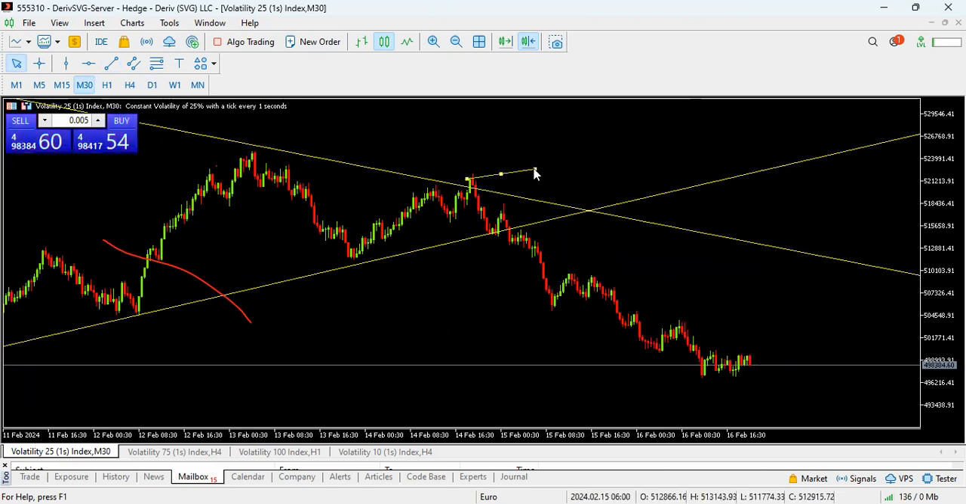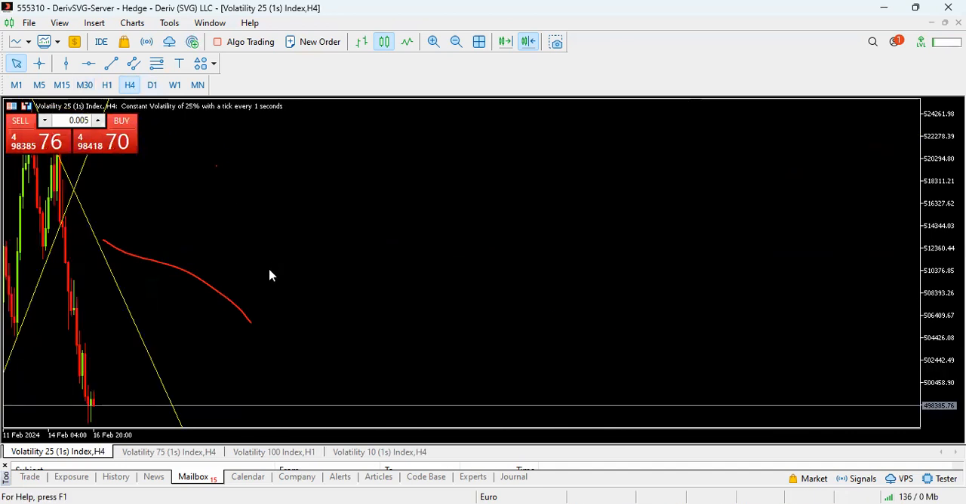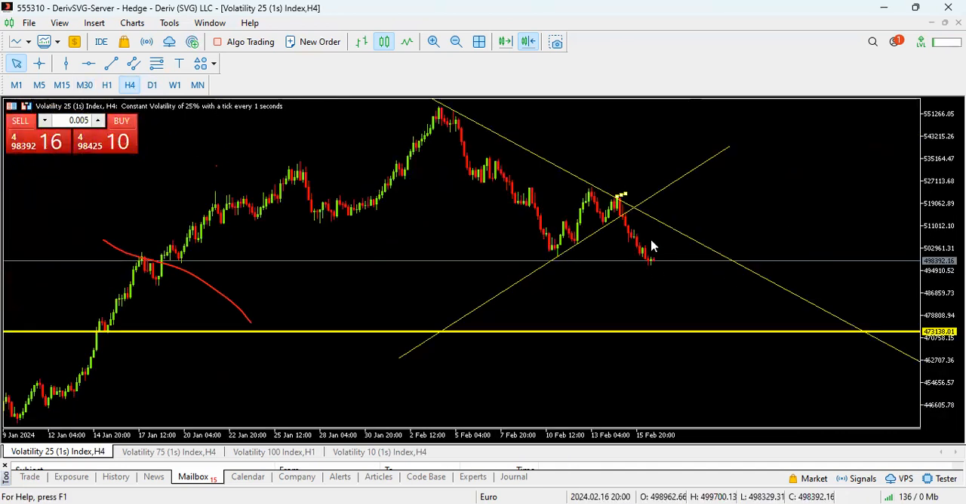Let the pullback happen to this level. Let's watch out for a pullback that will come all the way to this particular trend line. That is when the trade will be more valid for us to jump on board. But it has been coming down straight with 4 hours time frame, but pullback may likely happen. Come back to this trend line, then you know that the market may likely come down.